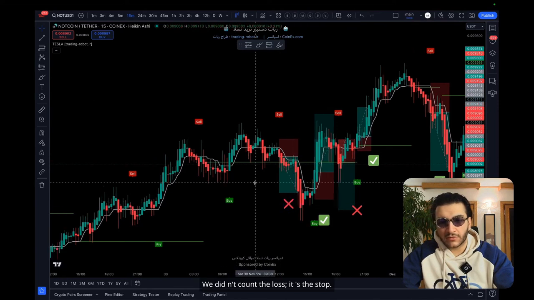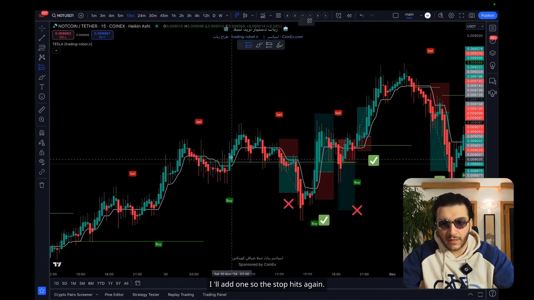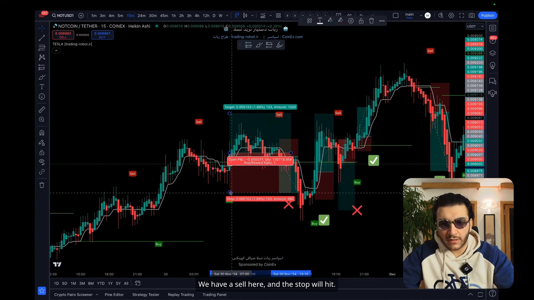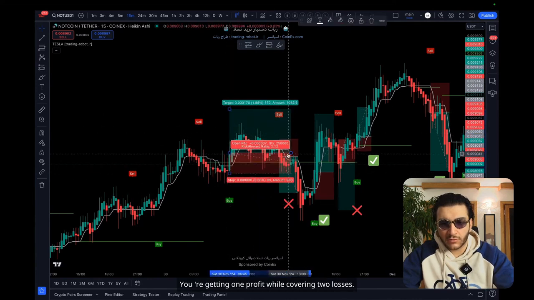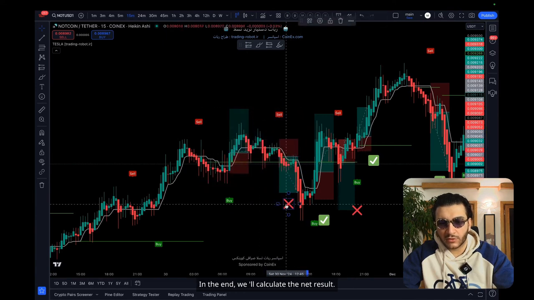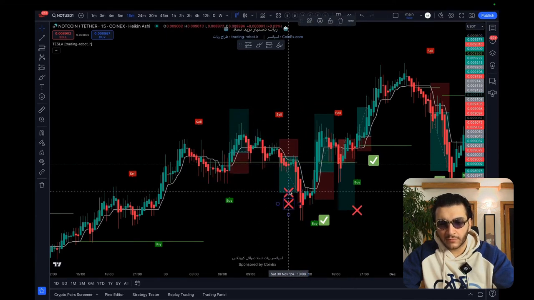This was a profit, and this was a loss. We didn't count the loss. It's the stop. I'll add 1 so the stop hits again. We have a sell here, and the stop will hit. It doesn't matter. Here's another long position. You're getting 1 profit while covering 2 losses. In the end, we'll calculate the net result.